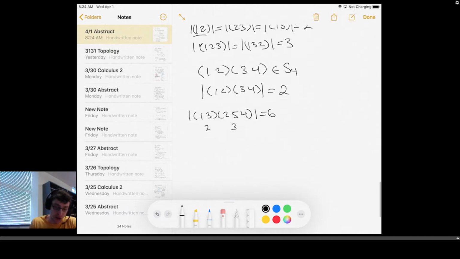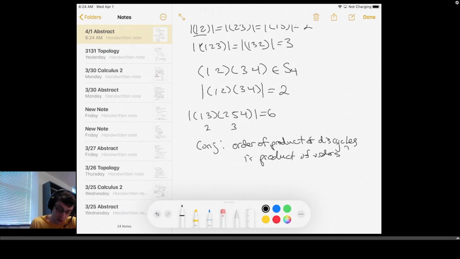So your first conjecture might be that the order of a product of disjoint cycles is the product of the orders. So no, this is a counterexample. No, this (1 2)(3 4) is a counterexample.